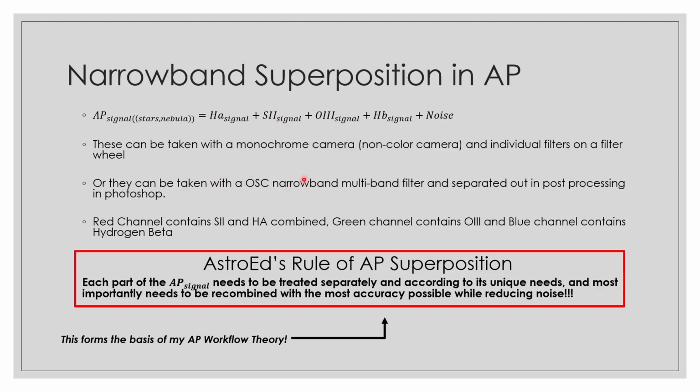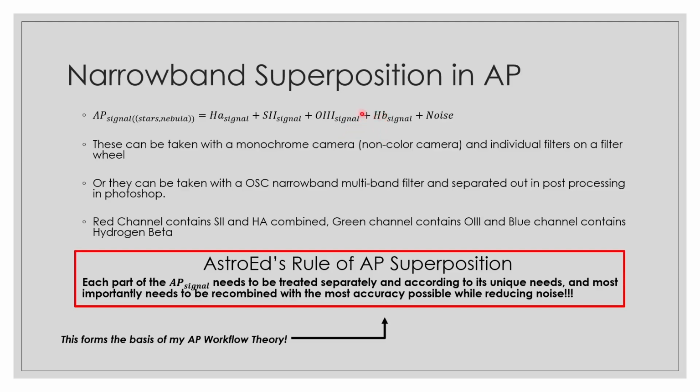But if you have a one-shot color camera and a narrowband, multiband filter, what you can do is separate out each of these signals in post-processing, because the HA signal is coming in on the red channel. Same with the sulfur, and the oxygen 3 signal is coming in on the green, and some of the blue is also getting in. The oxygen is getting into the blue signal, but H beta is in the blue, and some of the H beta is actually in the O3.